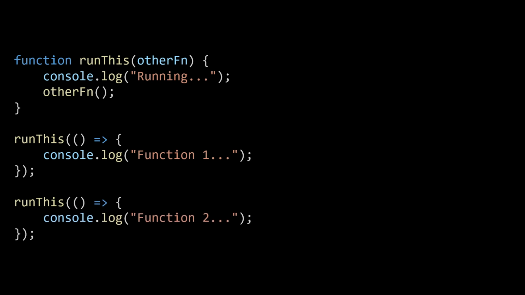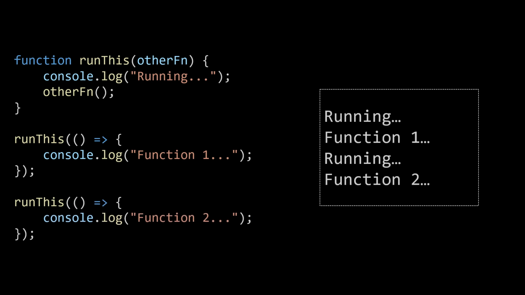After it's done and it actually runs, we would get output that looks like this. The run this function's been run twice, and each time it ran the callback. That's the first concept. The second concept is how JavaScript is actually executing its code under the hood.